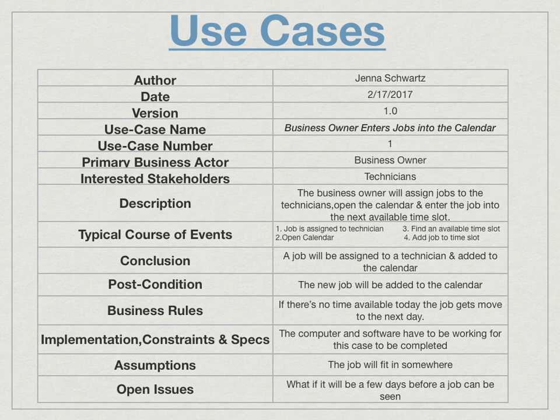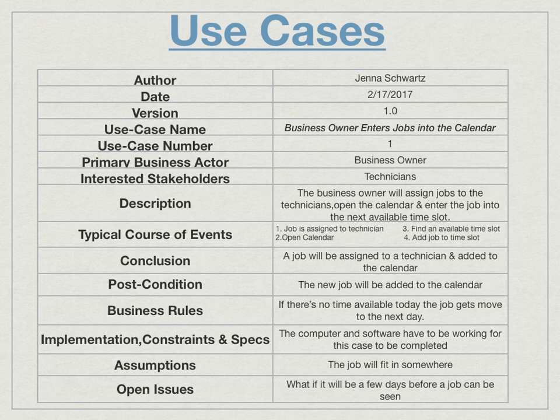Got your first one, use case number 1, which centers around the calendar. Business owner enters the job into the calendar. Your primary is the business owner and the stakeholder is the technician. So the course of events is that the job is assigned to a technician. The business owner will open up the calendar and enter the job into the next available time slot.